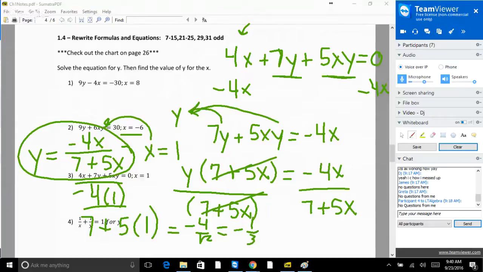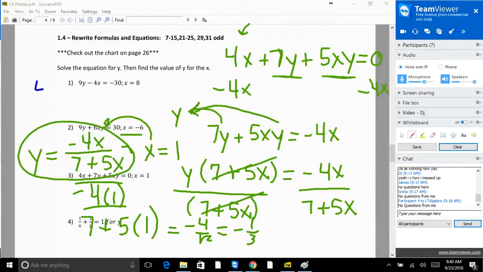Okay, and just to kind of prove that point, how did I get 12 in the denominator? I had 7 plus 5 times 1. So 5 times 1 is 5.